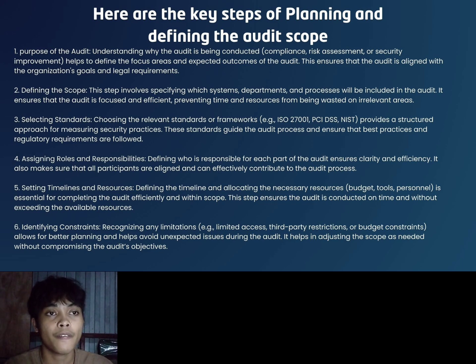Number 6. Identifying constraints. Recognizing any limitations, such as limited access, third-party restrictions, or budget constraints, allows for better planning and helps avoid unexpected issues during the audit. It helps in adjusting the scope as needed without compromising the audit objectives. Constraints are factors that could limit or affect the audit process, and these need to be identified early on to prevent delays or challenges.